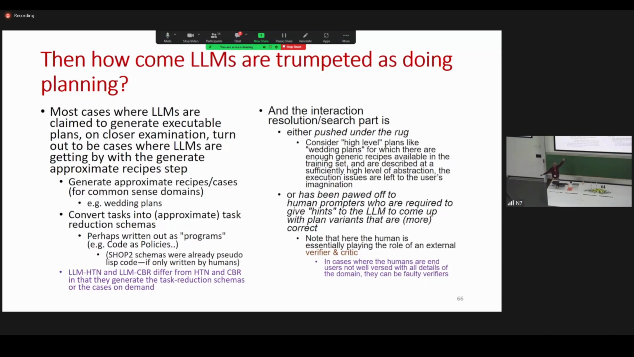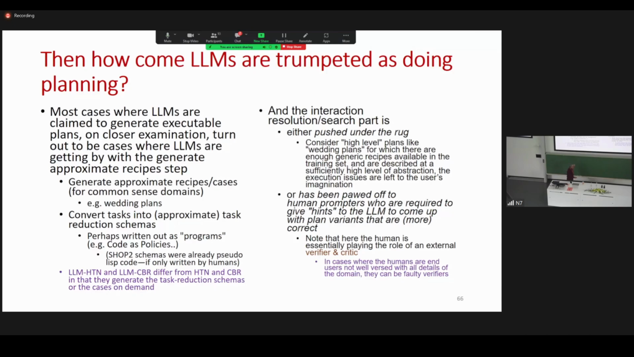If you believe that you can, and even those of you who are about to get married, somebody says, have you made all the plans? And, oh yeah, I already asked ChatGPT, it gave me the wedding plan. You're screwed, man, or woman. Because when the day actually comes, there'll be all sorts of resource constraints and your wedding won't happen. Okay? Because at a high level, everything is doable. But part of planning is making sure that it is actually doable at the execution level. Okay? Or it has been part of human prompters who are required to give hints to the LLM to come up with plan variants that are more correct. This is the whole clever Hans stuff that I was talking about.